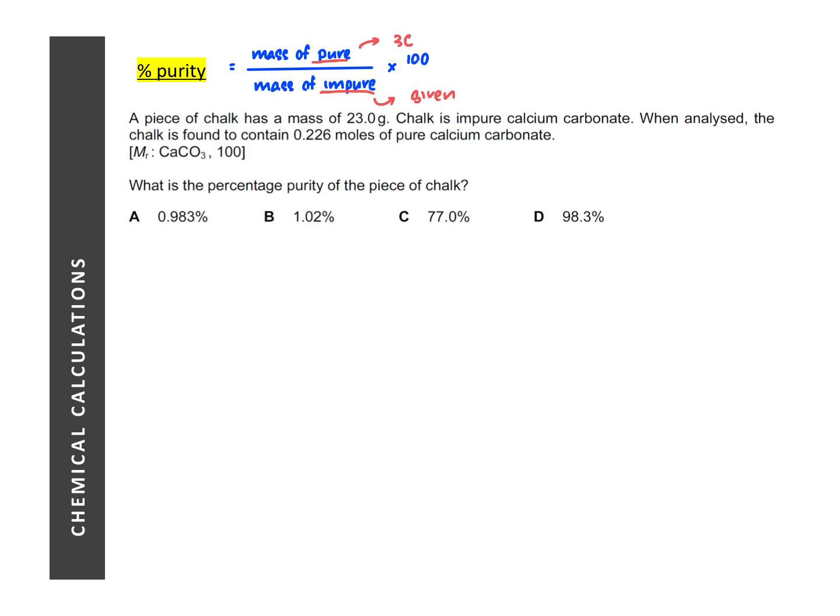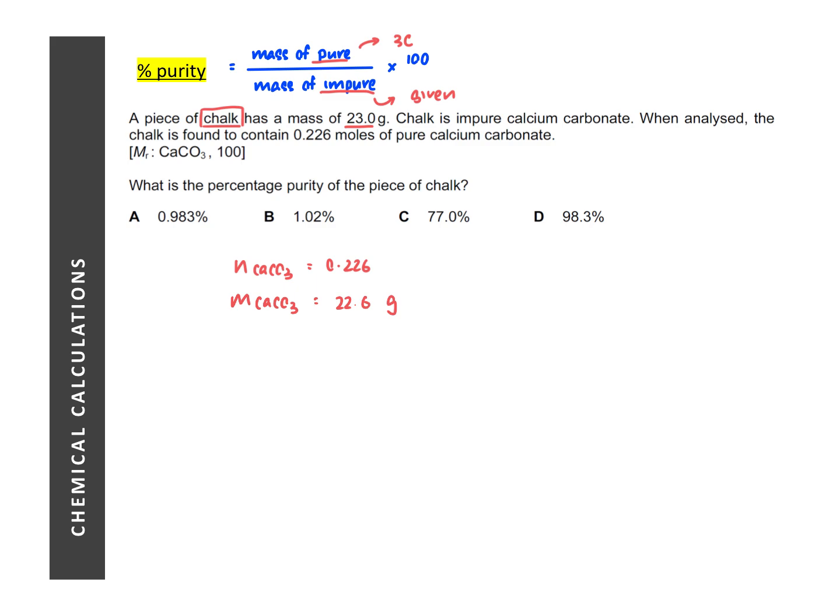Now in this case we are looking at a piece of chalk. The question tells you that chalk is impure calcium carbonate and the mass of your impure substance is given to be 23. So right now all that needs to be done is to find the mass of pure calcium carbonate. The question already tells you that the number of moles of calcium carbonate is 0.226. With that, we can immediately find the mass of calcium carbonate by multiplying by molar mass. Molar mass of calcium carbonate is 100, so it will be 22.6 grams.